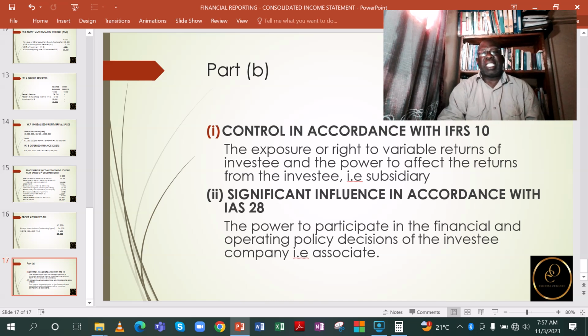Then we also have the other term, which is significant influence. According to the definition by International Accounting Standard 28, this is the power to participate in the financial and the operating policy decisions of the investee company. So you have significant influence if the ownership is below 50% and above 20%. In this case, the associate is Amnesty. So that's how this question is supposed to be handled, the exam type of question in financial reporting.